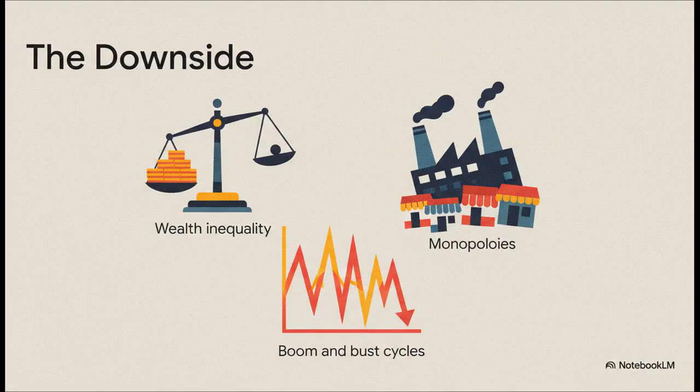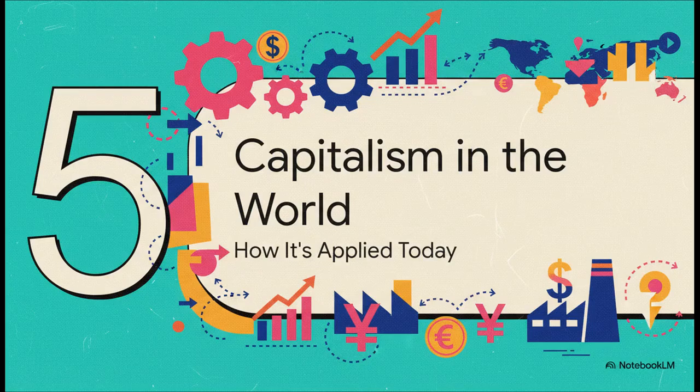But then there's the flip side, the downside. The system can definitely lead to huge gaps in wealth. And if you don't have some rules in place, successful companies can grow into monopolies and just crush all the competition that's supposed to make the system work. The economy itself can swing wildly through these boom and bust cycles, which sometimes lead to major financial crashes. Okay, so given all those pros and cons, how does the system actually work out in the real world?